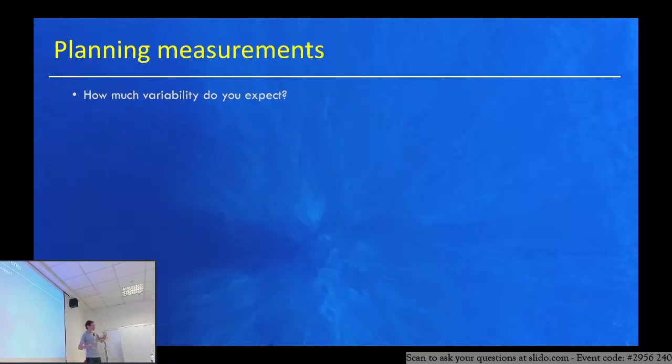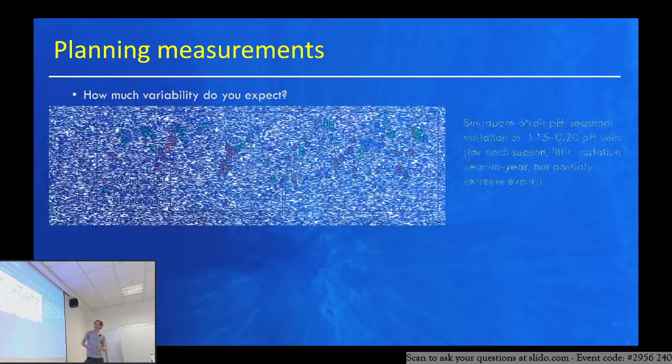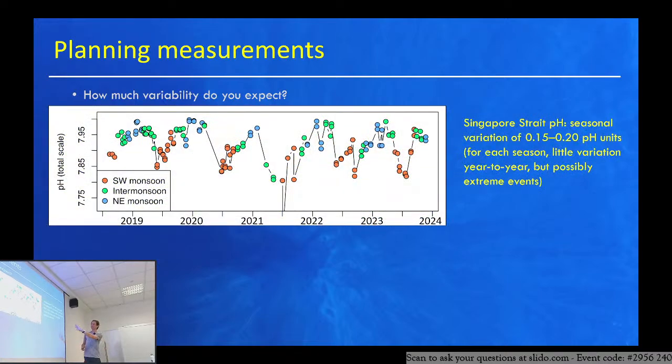Now, if you want to plan measurements or think about measurements that you're doing, I think a really important thing to think about is how much variability there is going to be in your system. To illustrate, this is a set of data from our time series measurements in the Singapore Strait. These are based on alkalinity and DIC, and then we've calculated the pH.